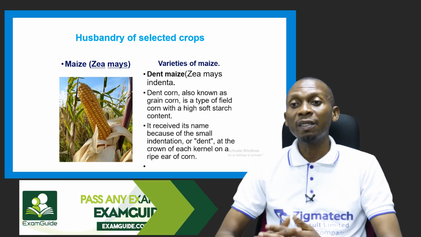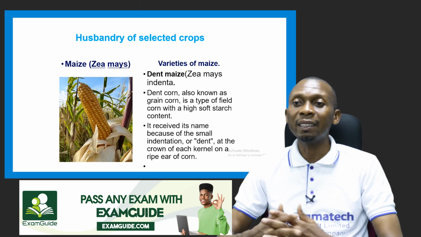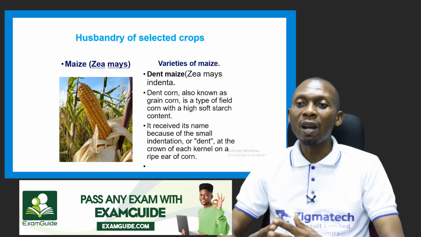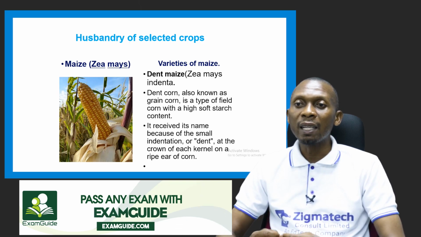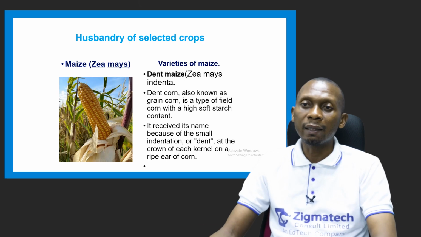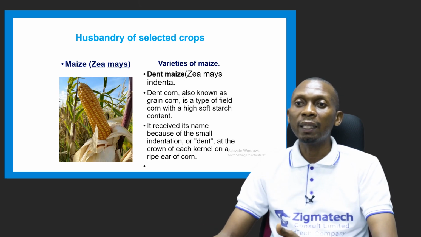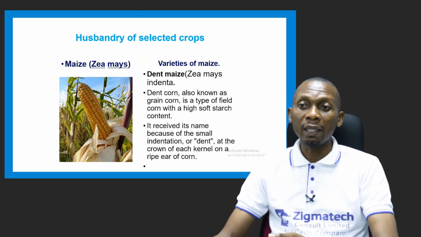Now, they said it receives its name because of the small indentation or dent at the crown of each kernel on a ripe ear of corn. Now, the kernel is also referred to as the seed. So there's actually a dent on that seed. That's why it's called dent maize, which is an indentation. So that's one of the varieties of maize.